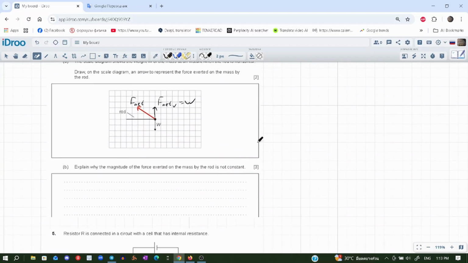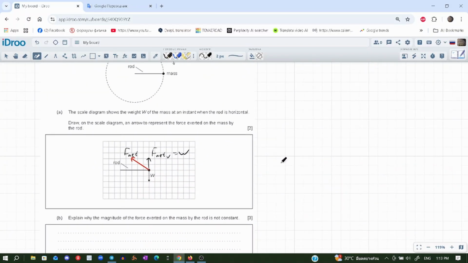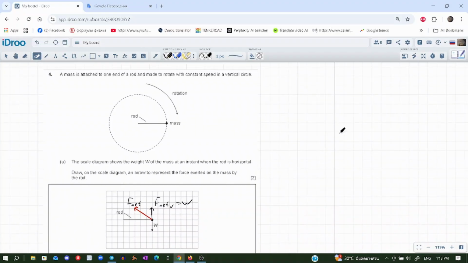Explain why the magnitude of the force exerted on the mass by the rod is not constant. It's not constant because the acceleration of the mass is directed in different directions, right? Here it has direction like this, here like this, here like this. So again, if we compare tension and weight, at this point tension and weight have the same direction, and at this point tension and weight have opposite directions.